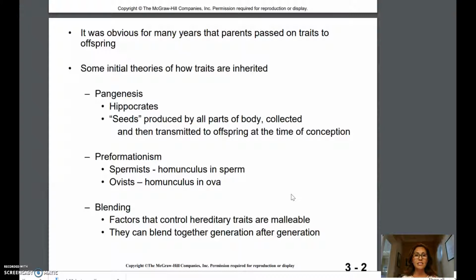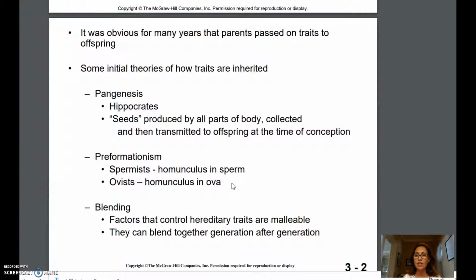After that, the idea of preformationism came up, and this came up because in the early advent of the microscope, people believed that they could see literally little humans inside of sperm or an ovum. If you thought that you saw a little person, which they would call a homunculus, inside of a sperm, that person was considered what they would call a spermist. The ovists thought they would see the person in the ovum. And so, that was one idea.